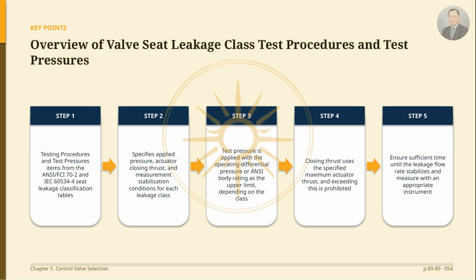The key is that the test pressure is capped by either the operating differential pressure or the ANSI body rating depending on the class, and that the specified maximum actuator thrust is used, with no additional thrust applied even if it is available during the test.